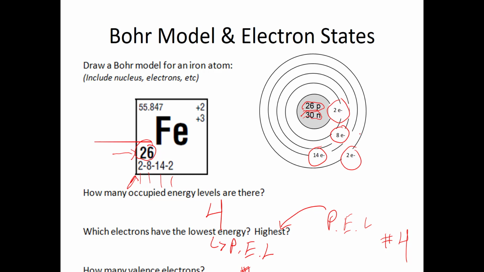So how many valence electrons is the last question? Looking for the outermost electrons, so the outermost here being 2.